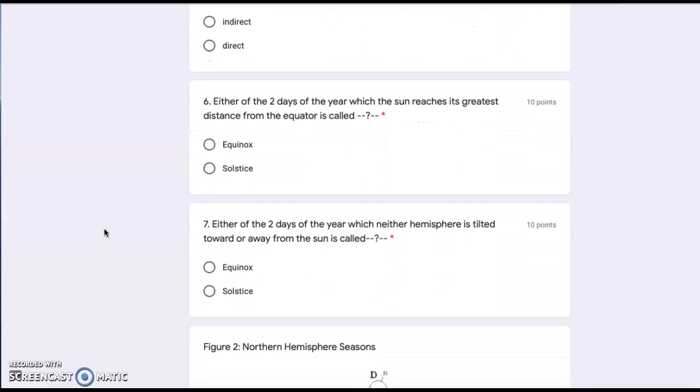Number 6. Either of the 2 days of the year which the sun reaches its greatest distance from the equator is called equinox or solstice. Number 7. Either of the 2 days of the year which neither hemisphere is tilted towards or away from the sun is called equinox or solstice.